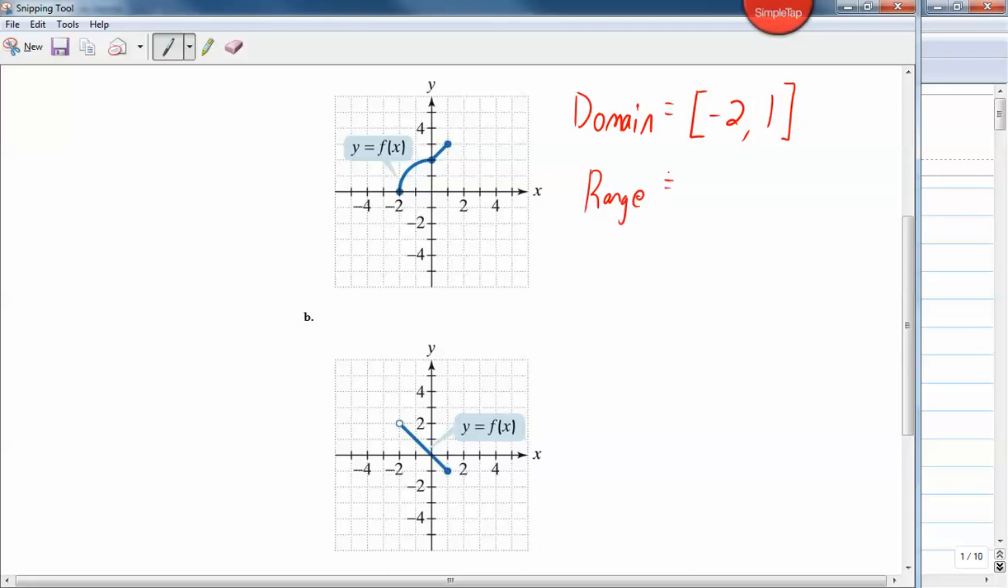The range is the y values. So y values, you can't touch the graph or go over to the graph until you get to y equals 0. Alright, and it's shaded, so bracket at 0 all the way until I get to y equals 3. And it's a shaded circle, so comma 3 bracket.